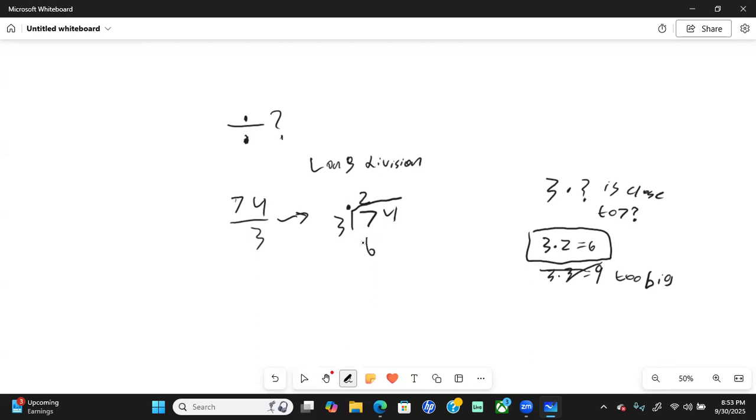2 times 3 is 6. And then I subtract these. Nothing on the 4, so the 4 just comes down. 7 minus 6 is 1. So now I'm left with 14, right? And then if I wanted to, I could just do this, divide by 3 again. So 3 times what number is 14? And by equals, I mean is close to.